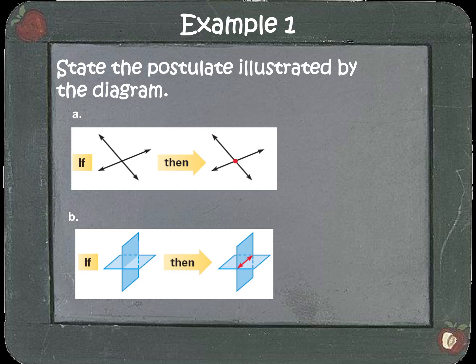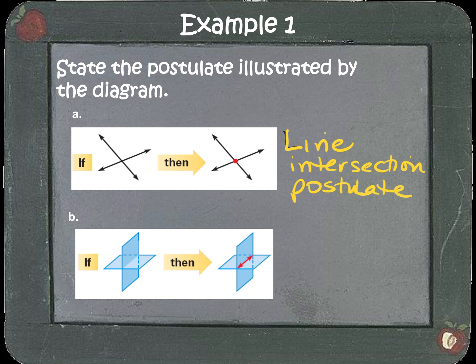So for the first example, notice it's stating that if, and then that's a picture of two lines that are intersecting, then their intersection is a point. So this is the line intersection postulate. What this postulate states is that if two lines intersect, then their intersection is exactly 1 point.